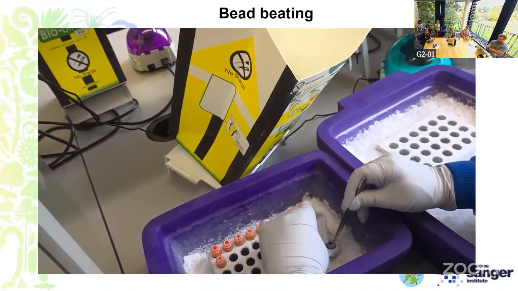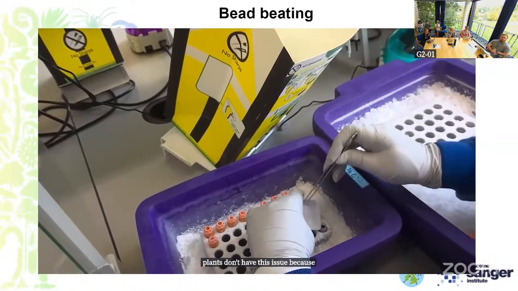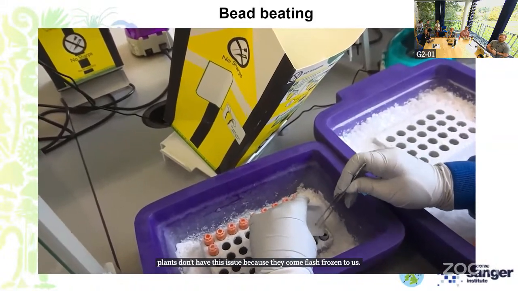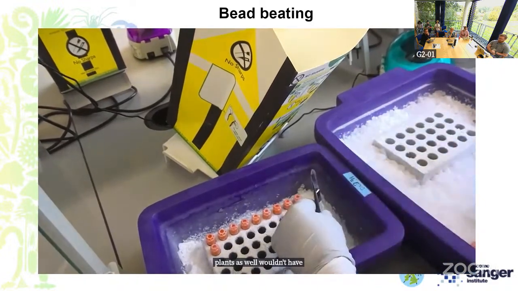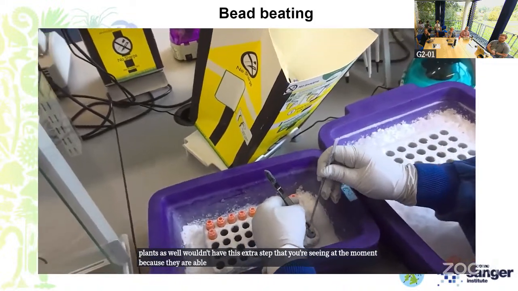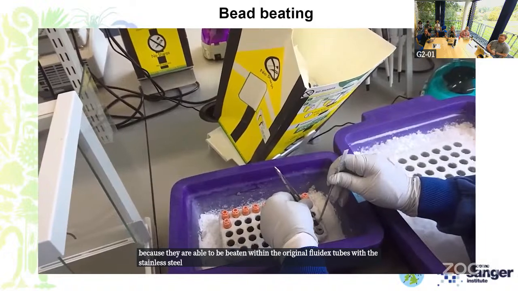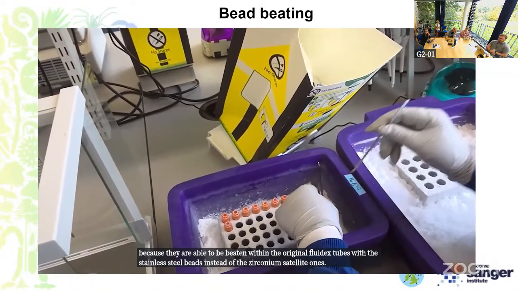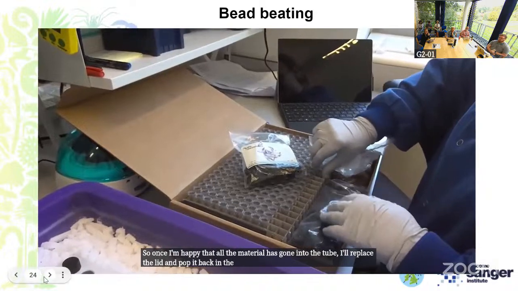Plants don't have this issue because they come flash frozen to us. Plants as well wouldn't have this extra step that you're seeing at the moment because they are able to be bead beaten within the original fluid X tubes with the stainless steel beads instead of the zirconium satellite ones. So once I'm happy that all the material has gone into the tube, I'll replace the lid and pop it back in the freezer until the downstream processing.